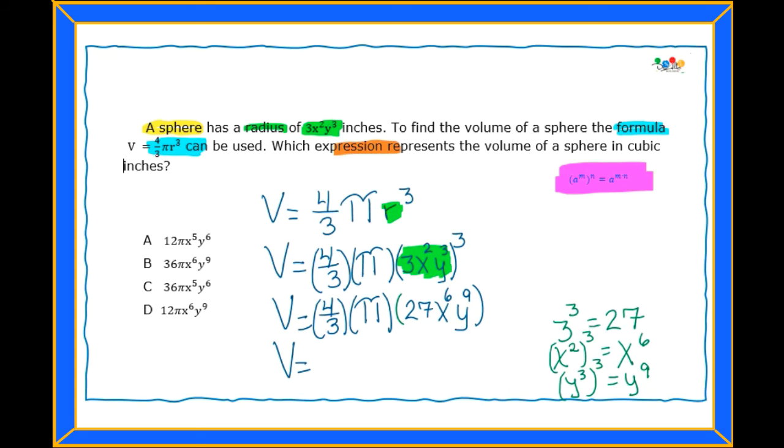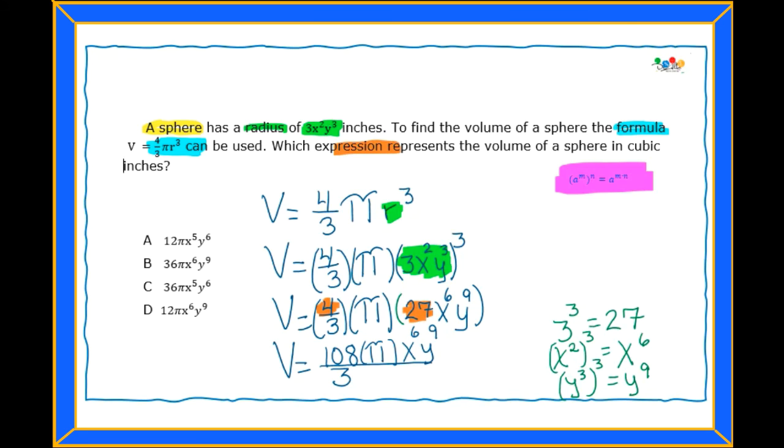If you notice, anytime that you have a fraction, that means that you are supposed to multiply the 4, which is the numerator, with 27. And the 3 is like you're dividing by 3. So that will stay on the denominator. So my 3 stays on the denominator. And I'm going to multiply 4 times 27. So I get 108. The pi, I'm going to bring it down. I haven't done anything with the pi. And I'm going to rewrite my x to the 6th power and y to the 9th power.